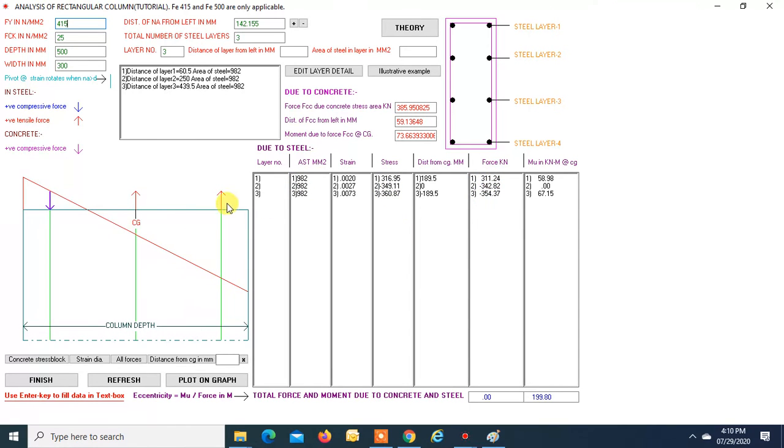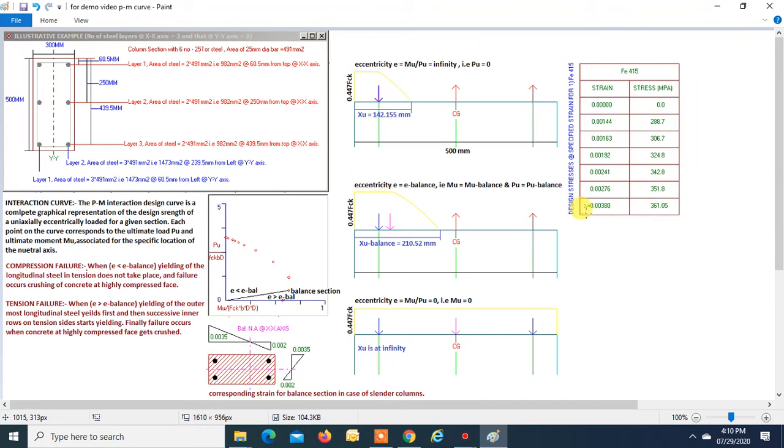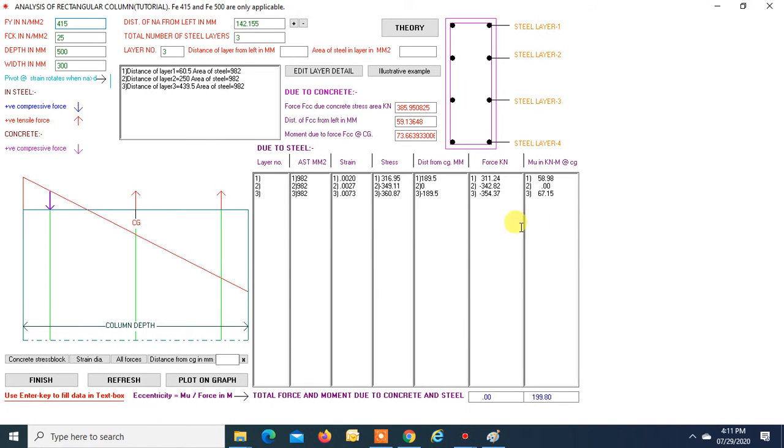Similarly, find the strain over here. The strain is 0.0073. Okay, the corresponding stress is 360.87, because when the strain is greater than or equal to 0.0038, after that the stress remains constant, it doesn't change. So that is 361.05. That is the value we will take as average. The one we have taken over here is 360.87. Okay, don't worry. So this stress into this steel area gives the force.